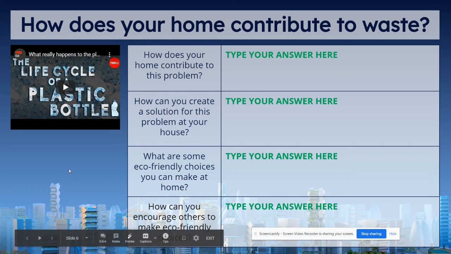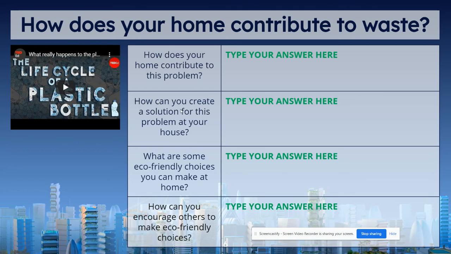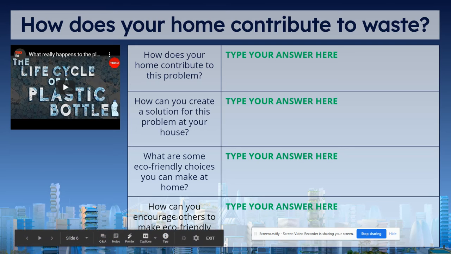So you're going to watch this cute little video about plastic bottles, and then you're going to answer these questions, and you can delete the green part. How does your home contribute to this problem? How can you create a solution for this problem at your house? So what could you do to lessen the amount of waste that goes out into your garbage can? And what are some eco-friendly choices you can make at home? And how can you encourage others to make eco-friendly choices?